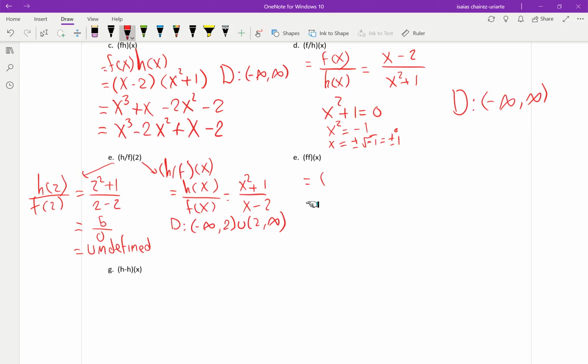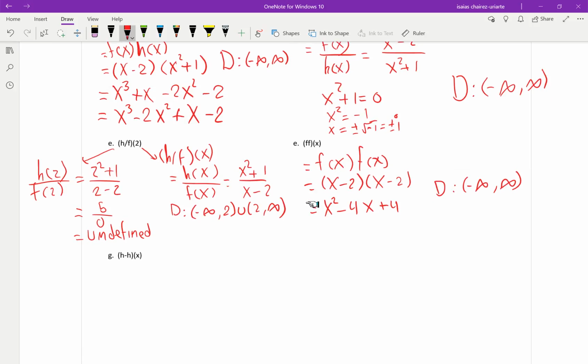Let me write it like this. That would say f of x times f of x. That's what it means. And f of x is just x minus 2, so that's x minus 2 times x minus 2. If you FOIL this, it should become x squared minus 4x plus 4. And the domain is going to be negative infinity to positive infinity.